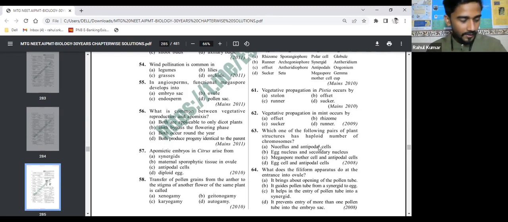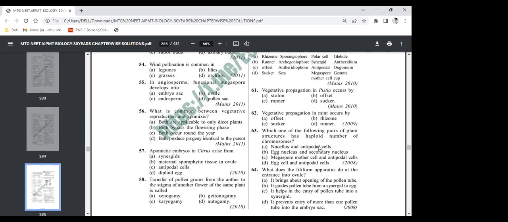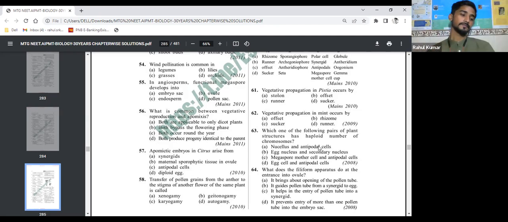Write it down. Synergid cells are diploid, egg cell is haploid, antipodals are also haploid, and central cell, what is central cell, haploid or diploid? It's multinucleated. It has 2 haploid nuclei. Remember polar nuclei? So it's multinucleated. It has 2 haploid nuclei.